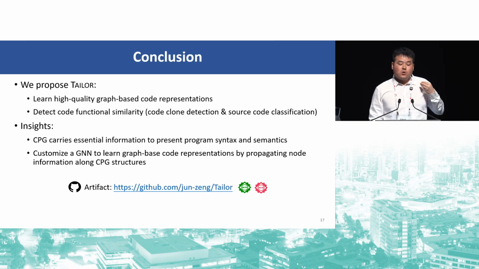To conclude, we propose Taylor. It can learn high-quality graph-based code representations, and we use these code representations to do code functional similarity detection, such as code clone detection and source code classification. And our insight is code property graph can carry essential information to represent program syntax and semantics. And we can customize a graph neural network to learn graph-based code representations by propagating node information along CPG structures.